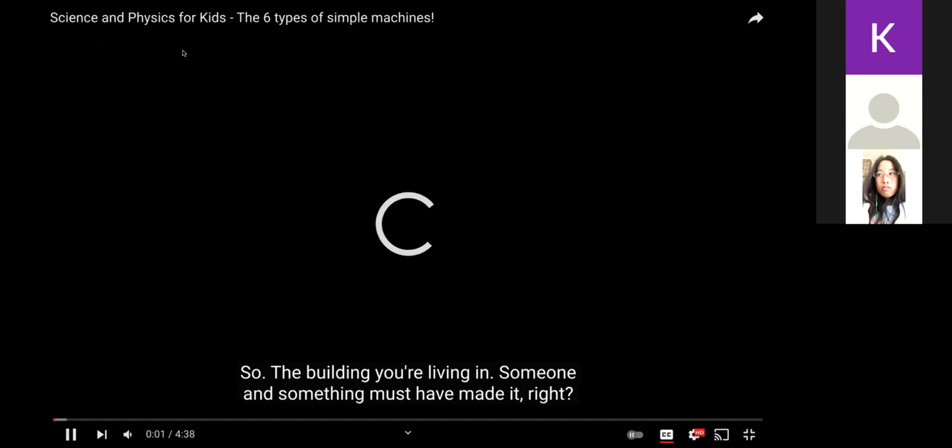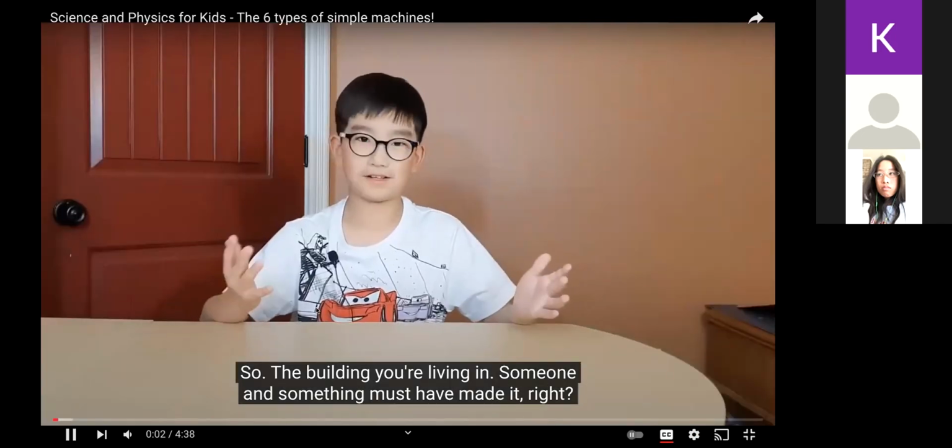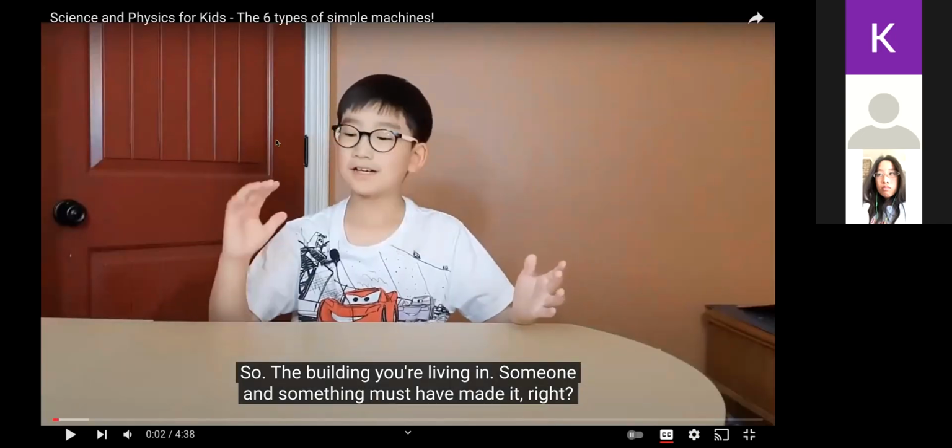Which, by the way, I found this really cute kit, and he's really good at explaining all the 6 types of simple machines. So I thought you guys would enjoy this as well.